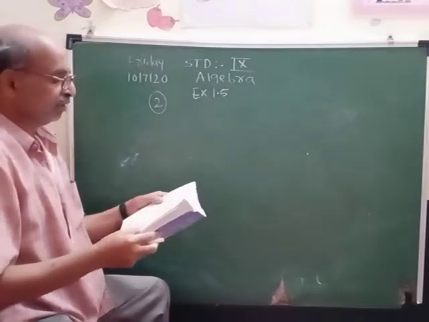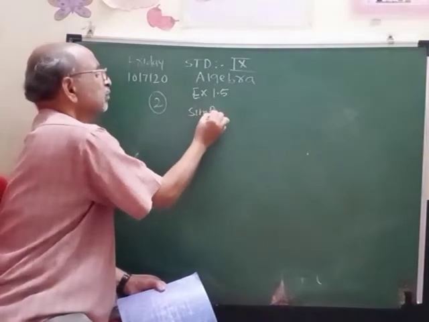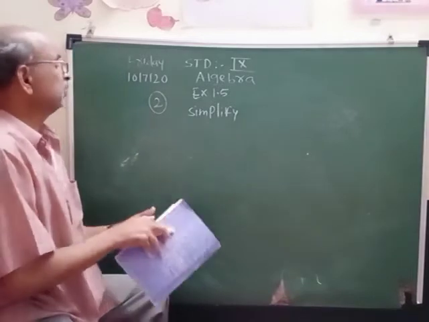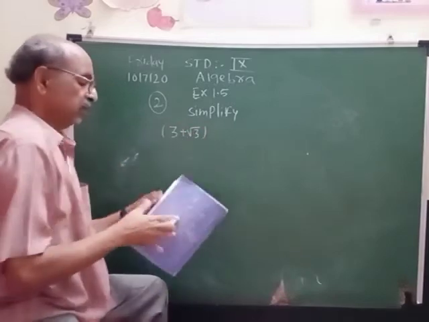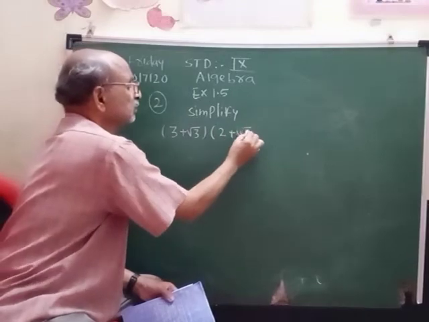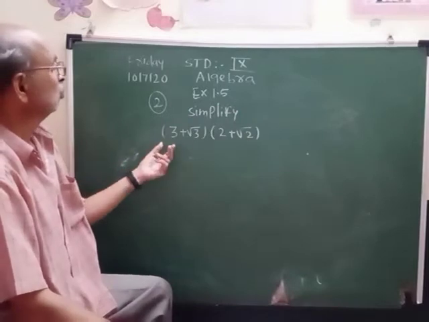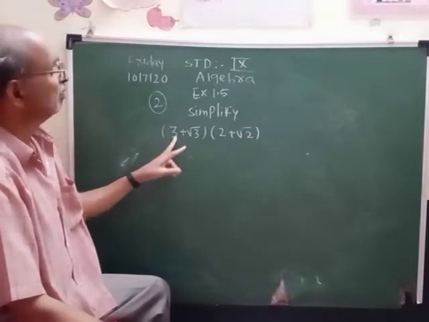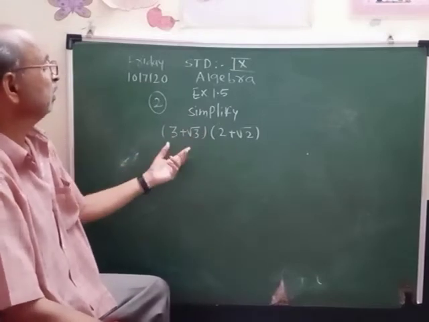In the second example, simplify each of the following. You have to do the simplification of the rational numbers that we see. 3 plus root 3, and in the second bracket 2 plus root 2. So these two terms are different. Here we have to multiply each term in the first bracket with the second bracket, because there is nothing common in them.